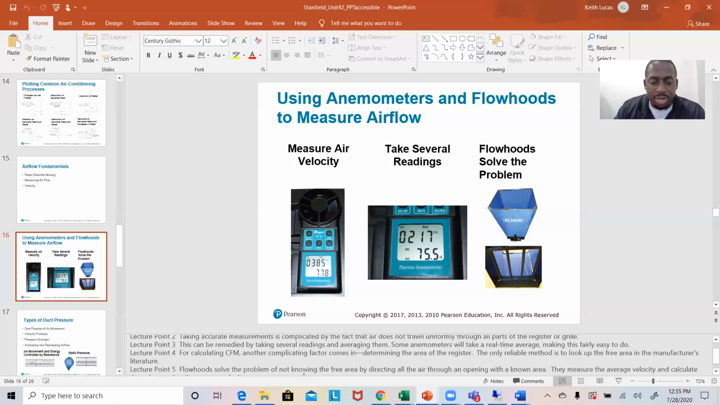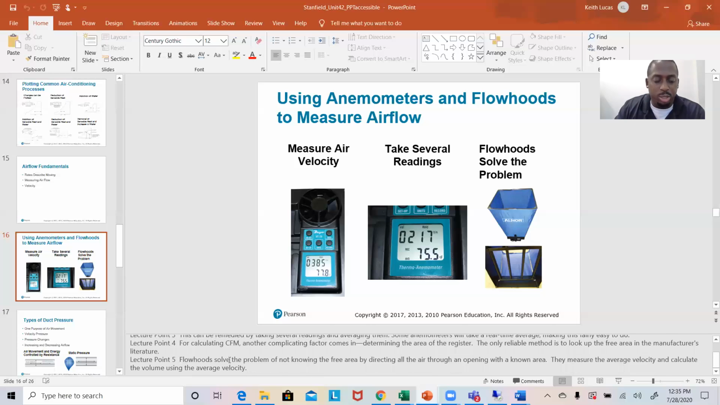For calculating CFM, another complicating factor comes in: determining the area of the register. The only reliable method to look up the free area is the manufacturer's literature. So basically it'll tell you the area on the grills, on the package that the grills come in. Flow hoods solve the problem of not knowing the free area by detecting all the air through an opening with a known area. They measure the average velocity and calculate the volume using the average velocity.